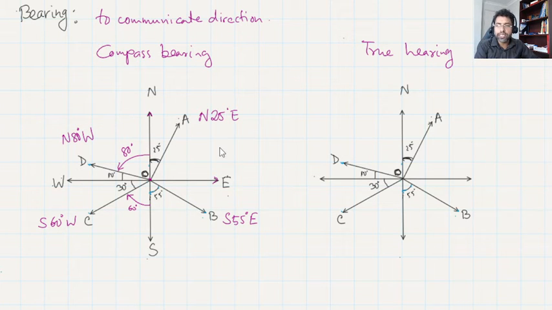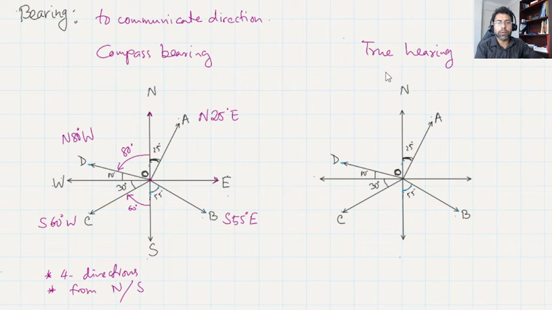So compass bearing uses four different directions: north, south, east, and west. If I write down a quick note, it's four directions, and the angle is always counted from north or south, right?